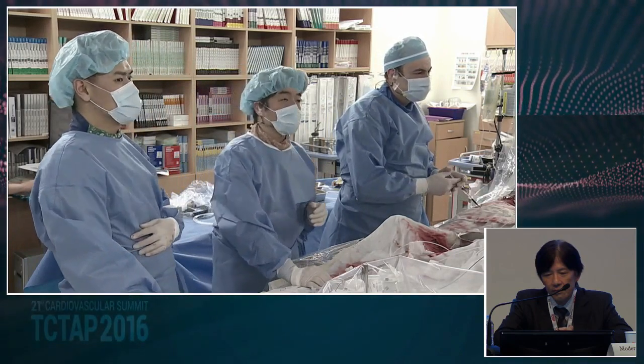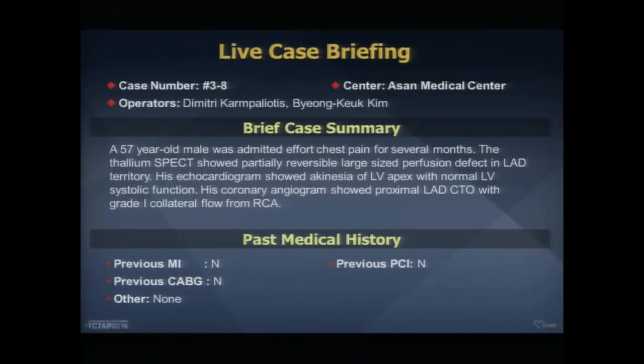Okay, so let me present our case. A 57-year-old male was admitted for chest pain for several months. The SPECT scan showed a partially reversible large perfusion defect in the LAD territory. On his echocardiogram, there was akinesia of the apex with normal systolic function. And his coronary angiogram showed a proximal LAD CTO. On past medical history, there was no specific history.